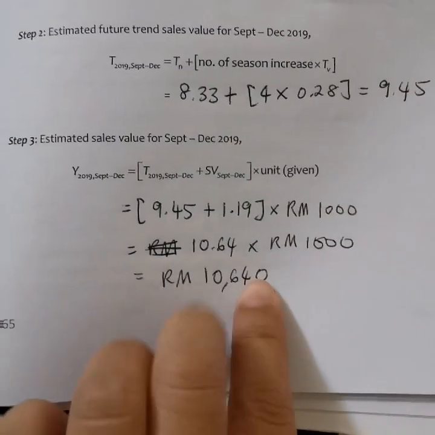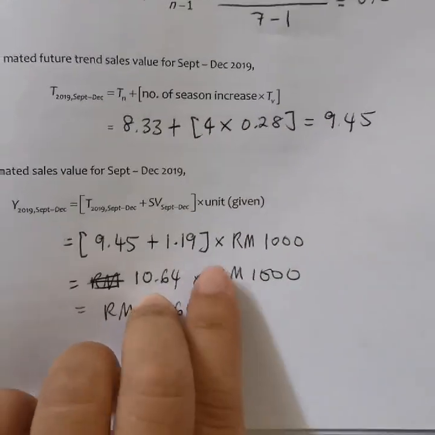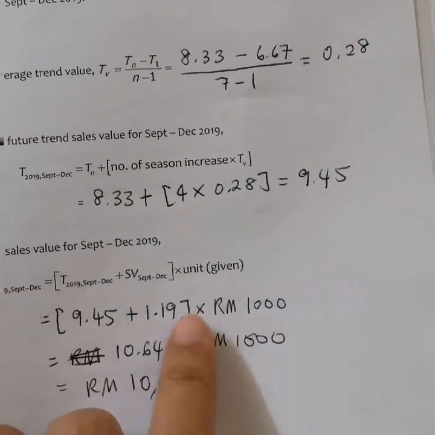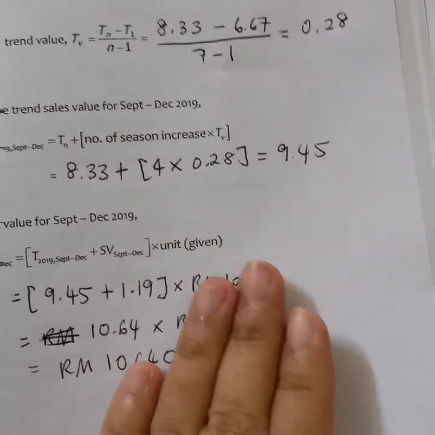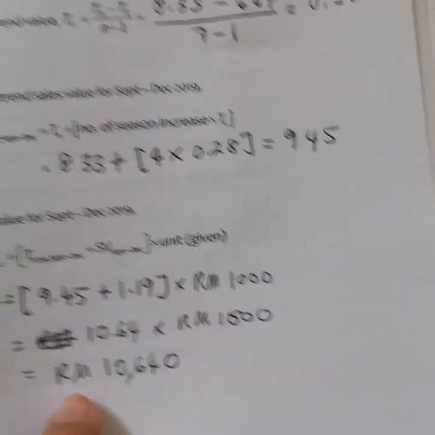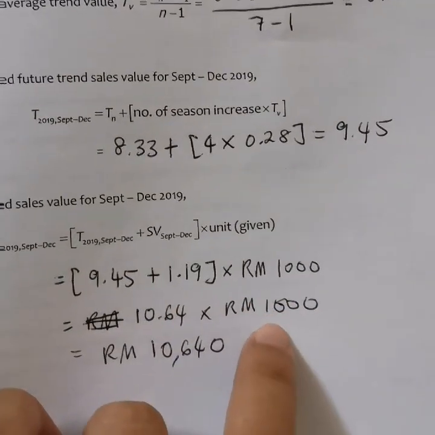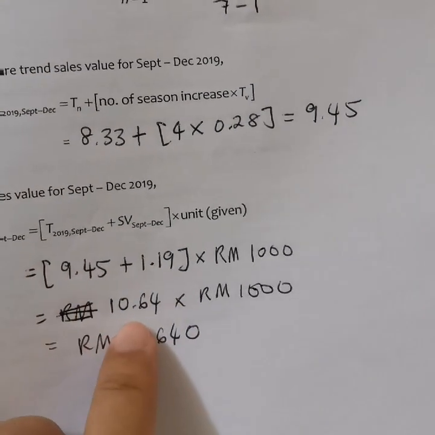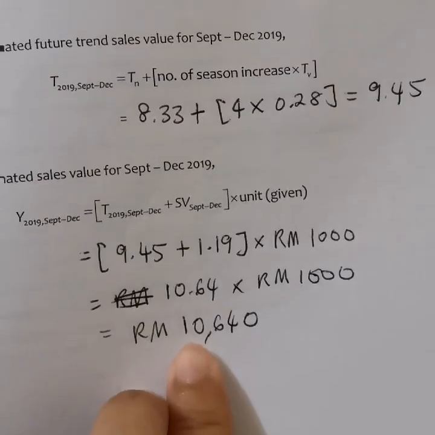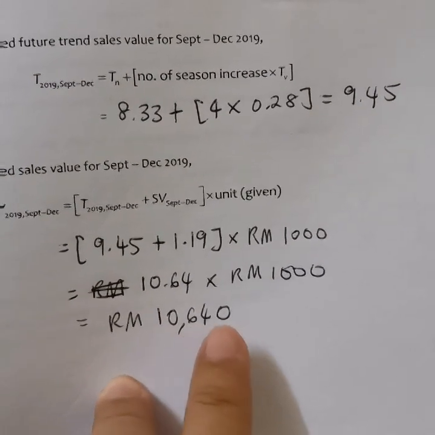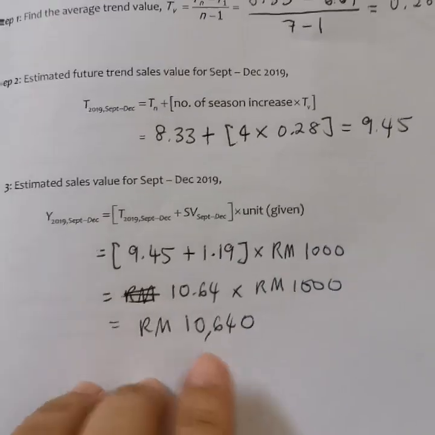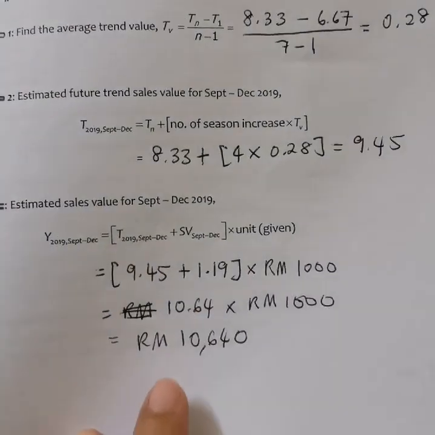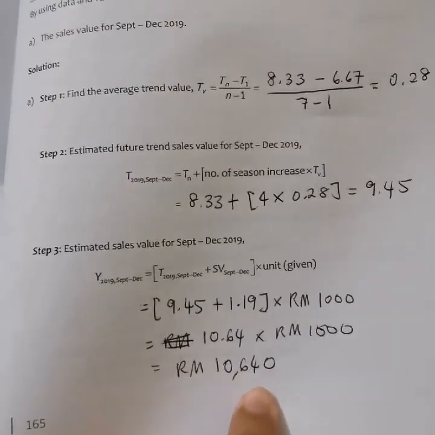So we are going to multiply by RM 1000. If nothing is mentioned, it is just multiplied by 1. But this one is multiplied by 1000. So add the one in the bracket first, and after that finalize it with 10,640 ringgit. So the estimated sales value for September December 2019 is 10,640. Thank you.